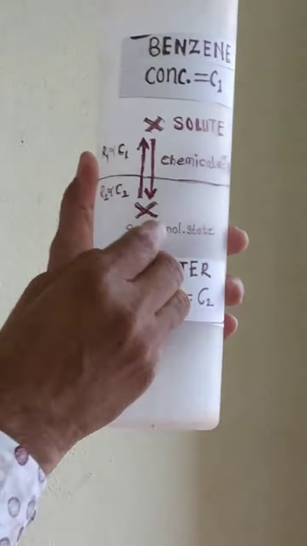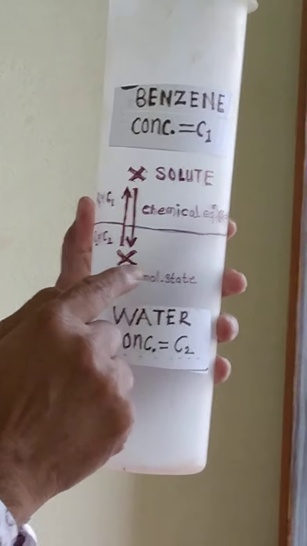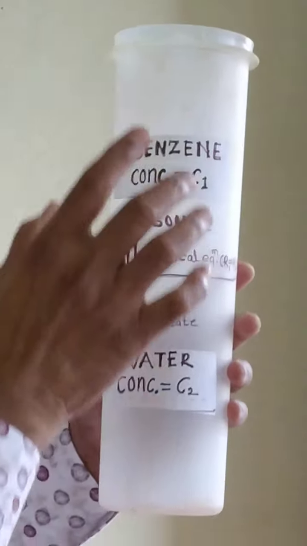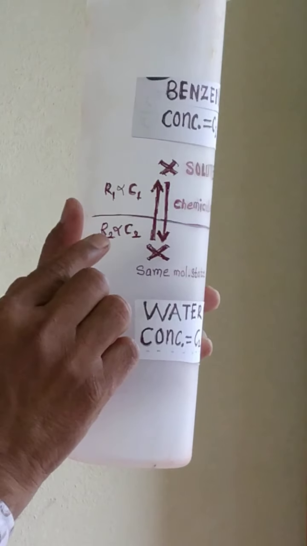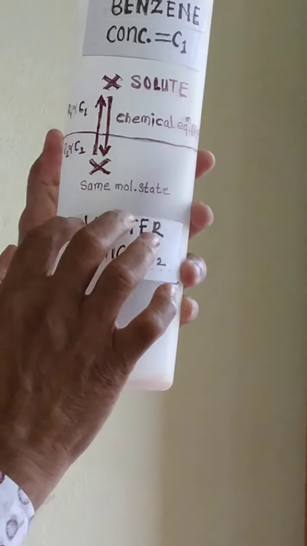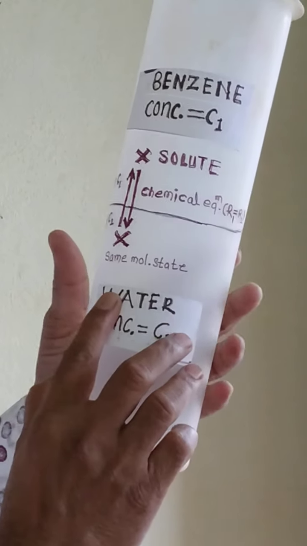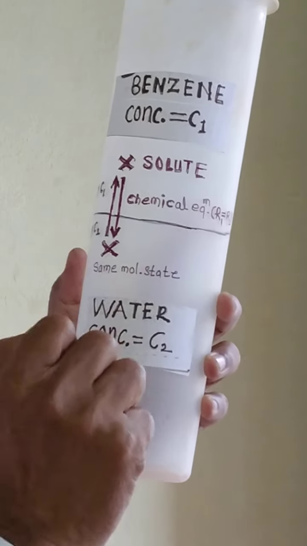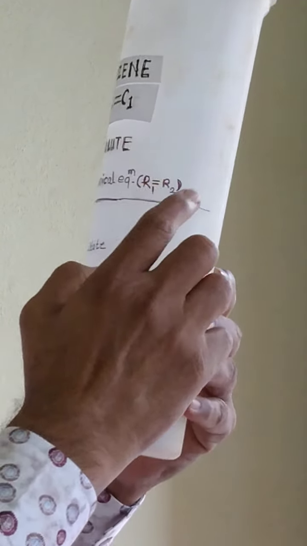Now the reverse reaction takes place. The solute X is passing from the water solvent into the benzene solvent. Now the rate is R2. R2 is directly proportional to C2. C2 is the concentration of the solute present in the water solvent. Now here a chemical equilibrium is formed. Dynamic equilibrium is formed here. Both the rates become equal. R1 is equal to R2.